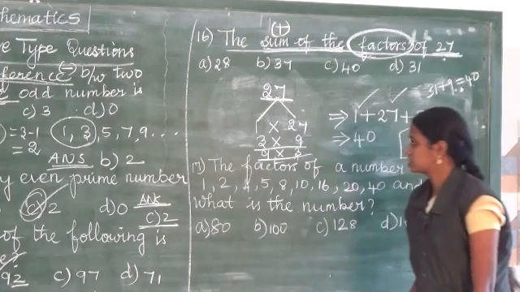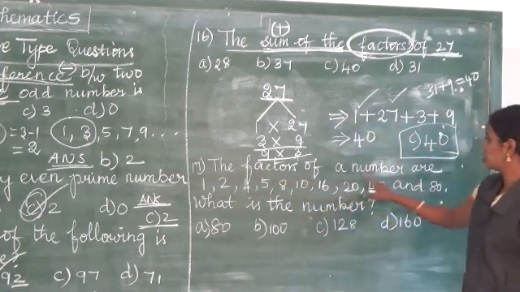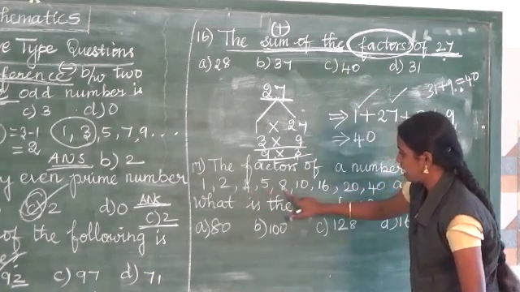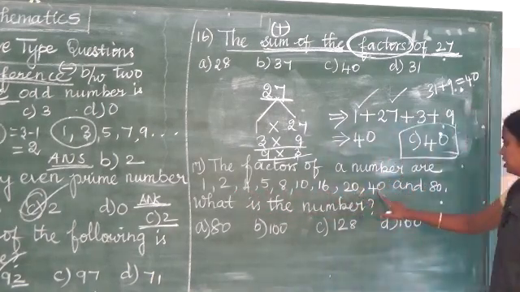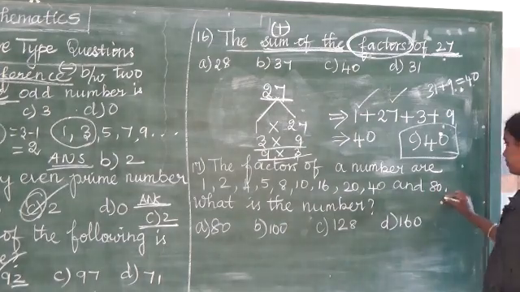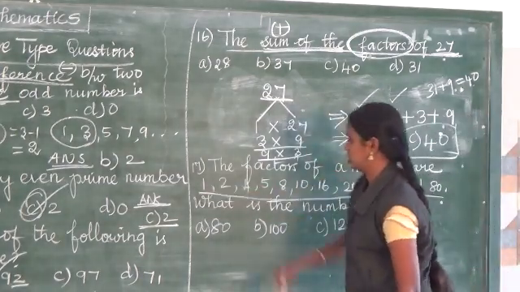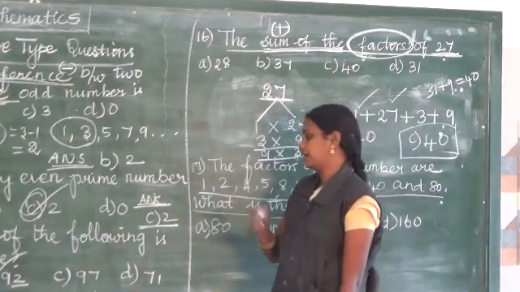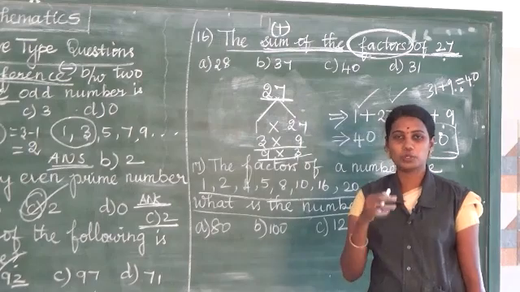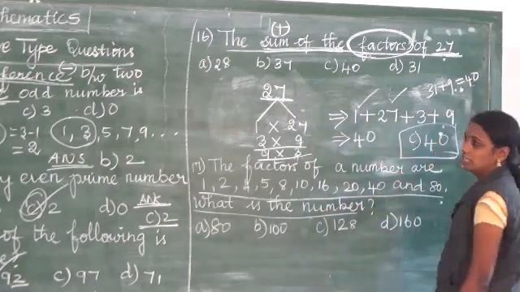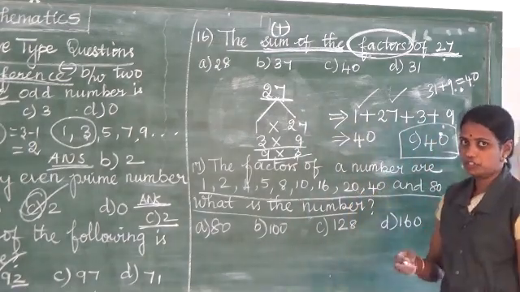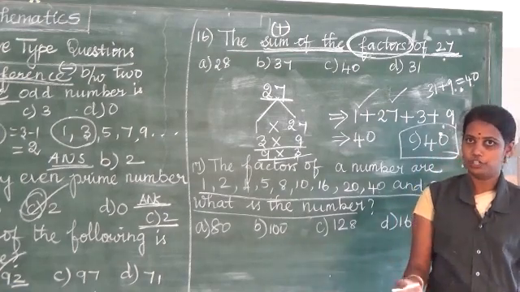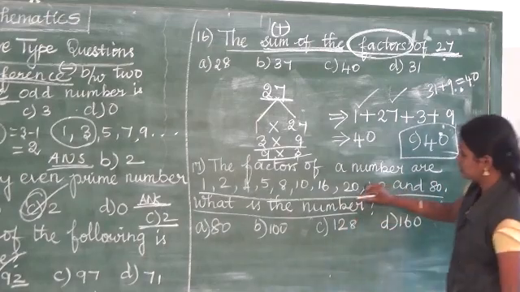Next, question number 17. The factors of a number are 1, 2, 4, 5, 8, 10, 16, 20, 40 and 80. Only the factors are given. It's not a prime factor, it is a factor. What is the number? The factors are given. For example, if you take 4, then 4 is a factor of 4. So what is the highest from these numbers?